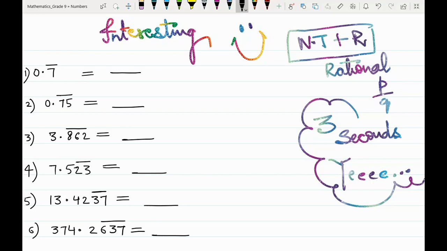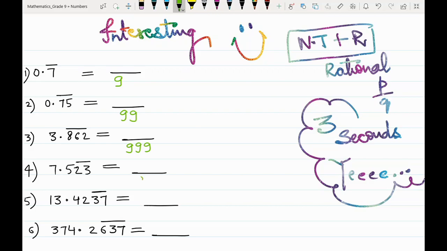Let's start with the first example, 7 bar. I have one digit under the bar, so I will place 1 nine in my denominator. For second, I have 75 bar. Bar is on 2 digits. Therefore, I will write 2 nines in my denominator. So my denominator is 99. In the third example, 862 under the bar. So you have 3 digits. So 3 nines in my denominator.